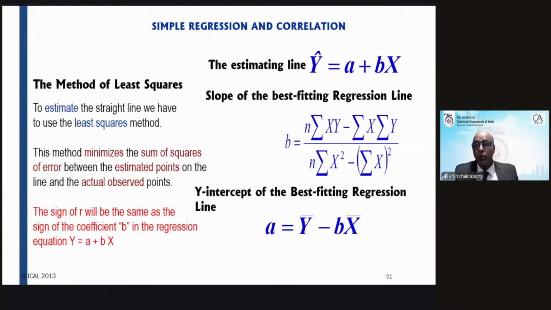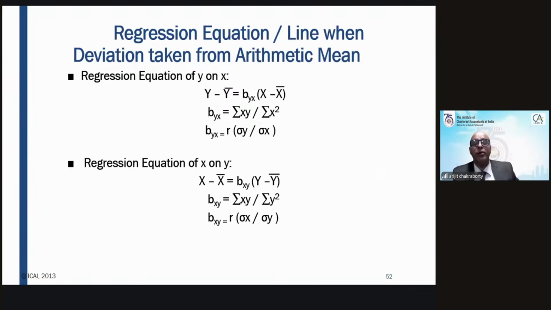Okay, so OLS, when we talk about the ordinary least square method of least square for y equal to a plus bx, the formula for b is the same as you saw earlier, slope of the best fitting regression line: n sigma xy minus sigma x into sigma y divided by n into sigma x square minus sigma x whole square, that is, the standard deviation formula. On top is covariance, below is standard deviation.